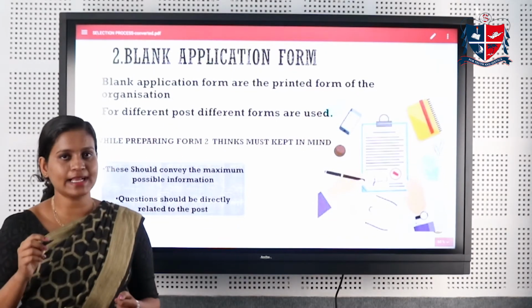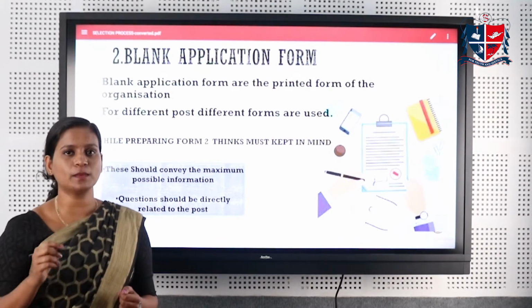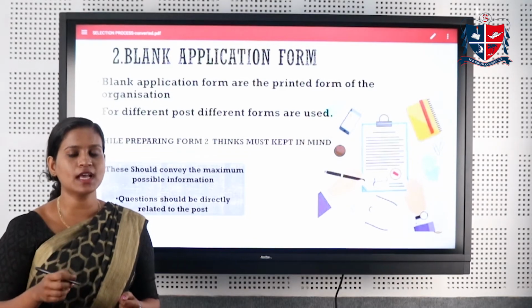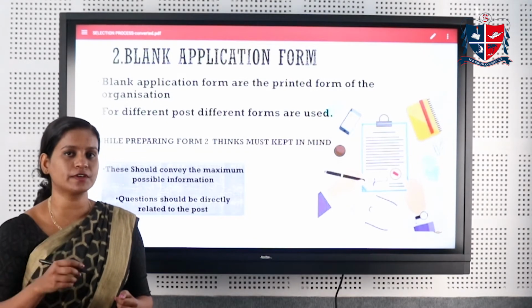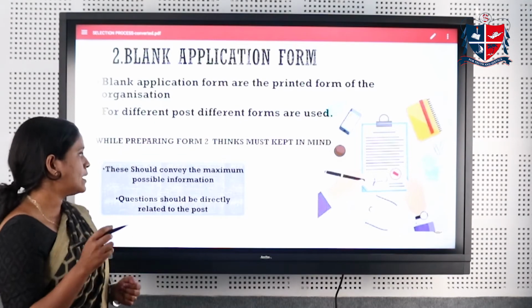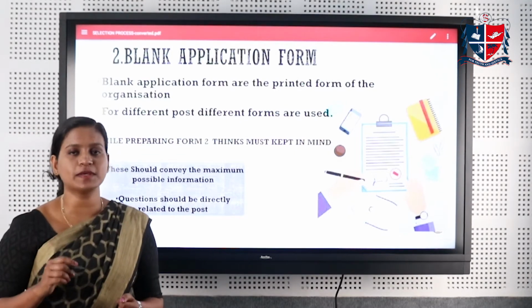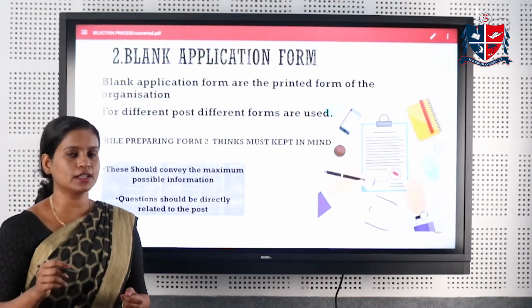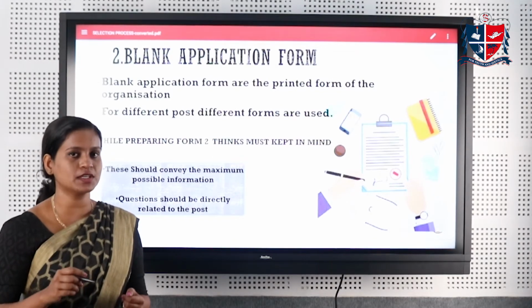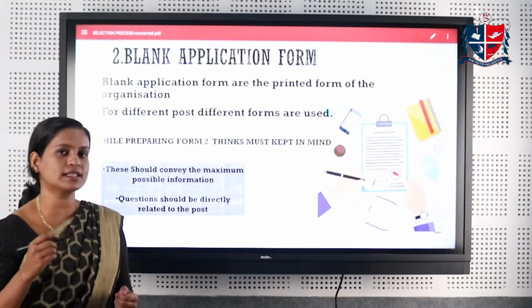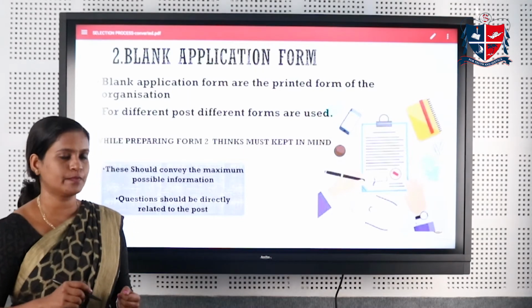The second step is the blank application form. The application form is the printed form of the organization, and there will be different forms for different posts. While preparing the form, 2 things have to be kept in mind. It should include the maximum possible information, and the second thing is, questions should be directly connected with the post.